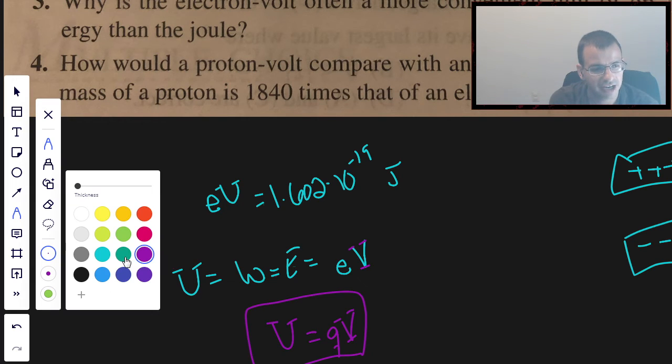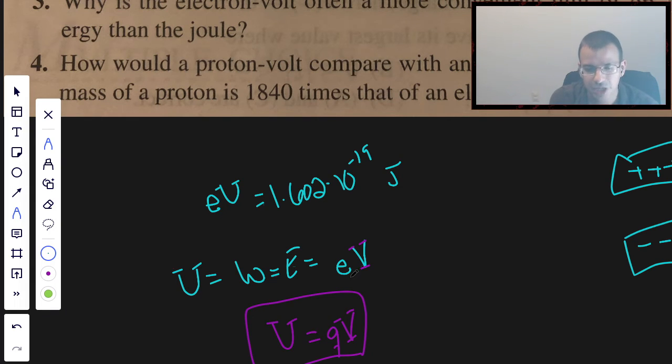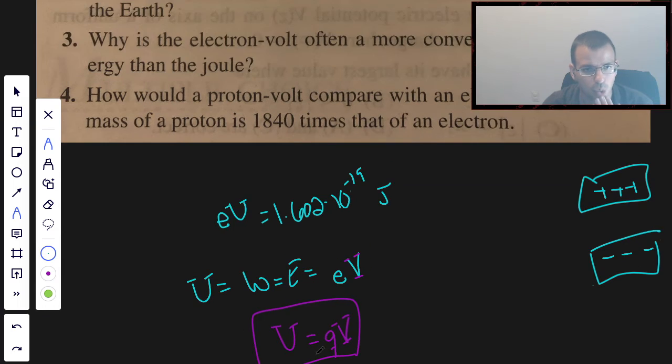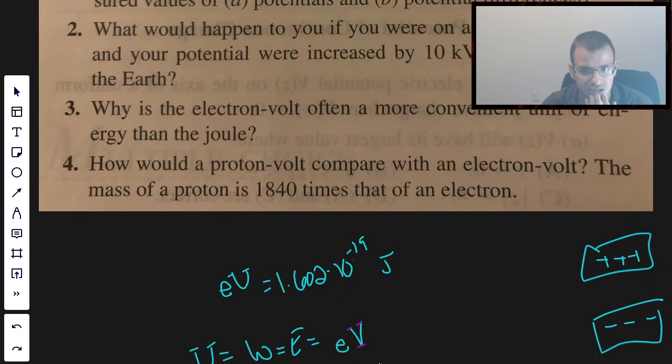Another thing is, you can't usually cancel out units, but you can sort of cancel out the e or the voltage when you're doing formulas with electron volts. It's not entirely formal, but it works well. So it is convenient. All right, how would a proton-volt compare to an electron-volt?